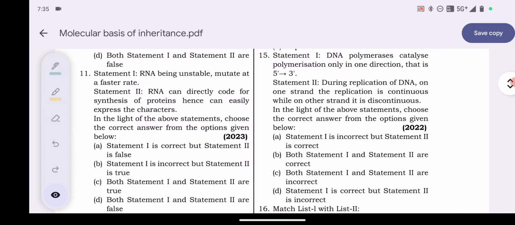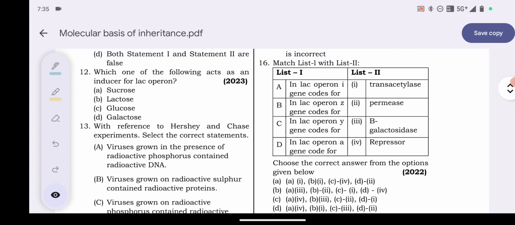Question number 11. Again statements are asked. Statement 1. RNA being unstable mutate at a faster rate. Okay, statement 1 is correct. Statement second, RNA can directly code for synthesis of proteins, hence can easily express the character. This is also correct, so here also the same option number C, both statements 1 and 2 are the correct and true. Next question, question number 12.